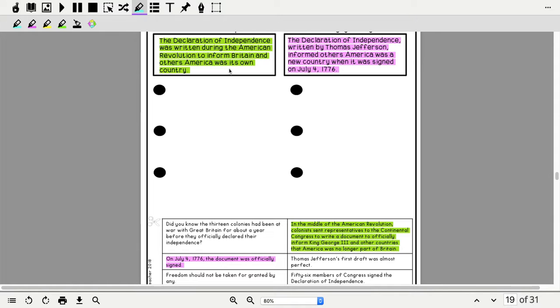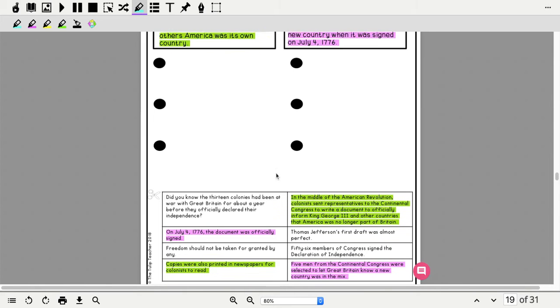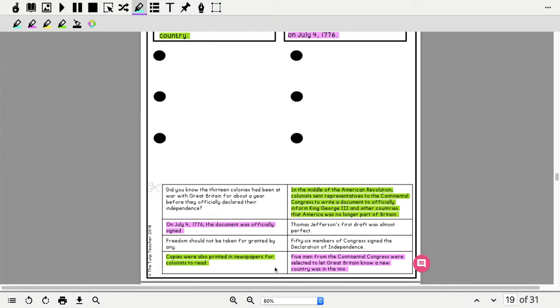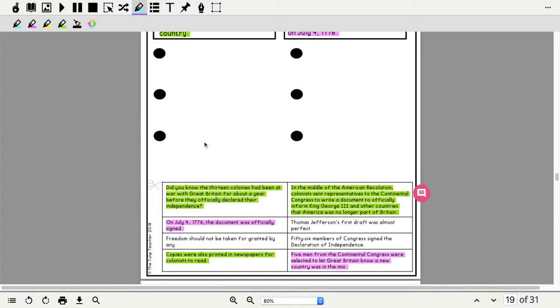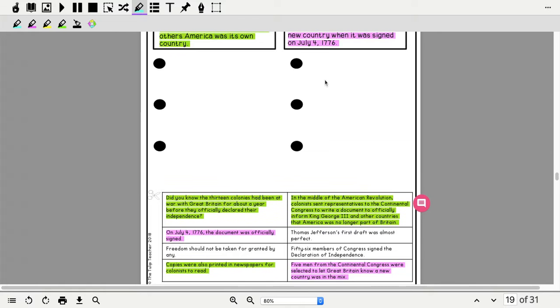Here's the thing. This main idea talks about the American Revolution, and the American Revolution is a war. So which one of these is going to support that? This one is the only one that talks about the war, and that was something we hadn't decided on yet. Okay, so now we need one more pink one.